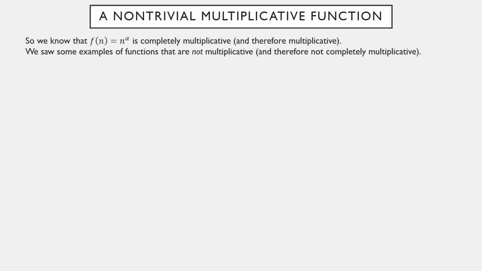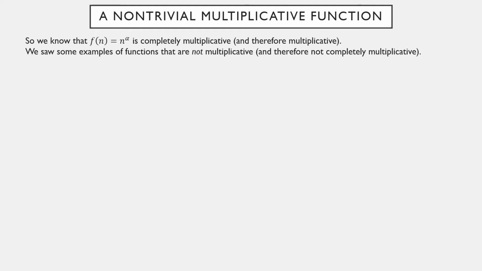So we have seen that raising the input to a power is a completely multiplicative function, and any function which is completely multiplicative always distributes f of nm as f of n times f of m, regardless of whether the inputs are relatively prime, so it certainly works if they are relatively prime. Therefore, a completely multiplicative function is multiplicative.